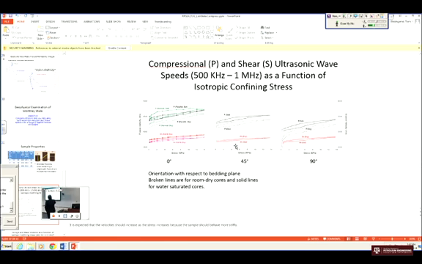In this particular case, we're looking at ultrasonic wave speeds, 500 kilohertz to 1 megahertz, and this is a function of the isotropic confining stress. Also, you see the effect of the angle relative to the fracture, from 0 to 45 to 90, and you can see at 0 we have the highest effect, and of course at 90 degrees we have the lowest effect. However, the important thing is that the P wave at all angles always shows higher velocities when the system is saturated as opposed to when it's dry. This is very, very consistent.